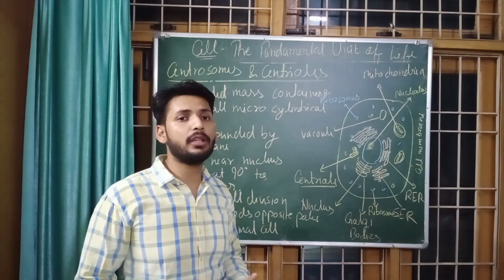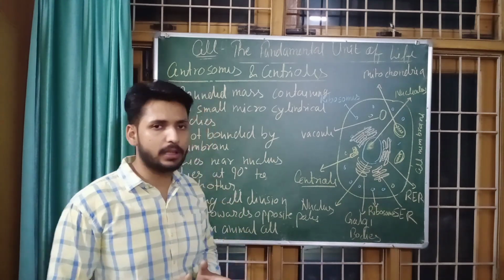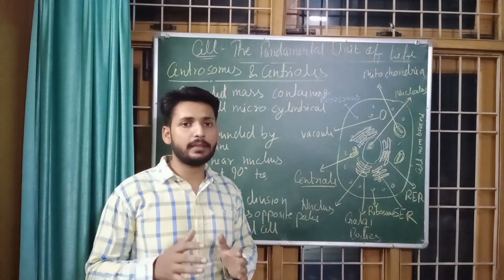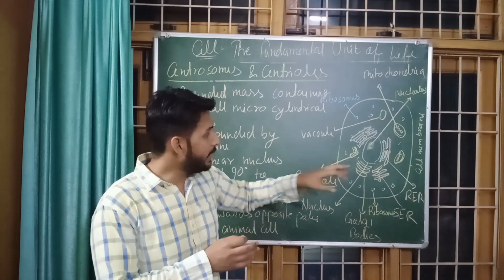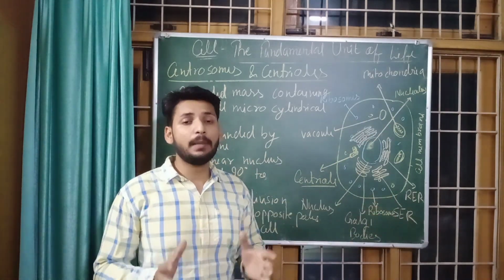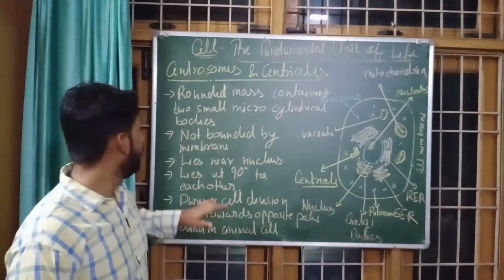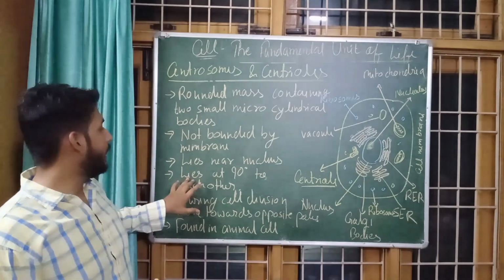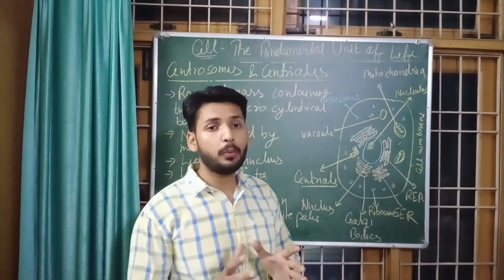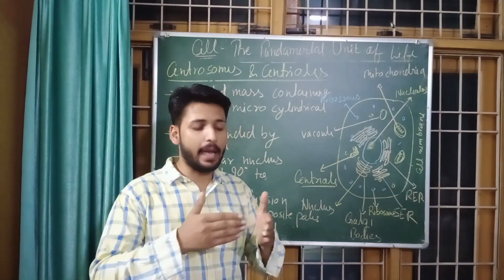Why do they lie near the nucleus? Actually, they help in cell division. During cell division, when the nuclear membrane disappears, they start moving towards the opposite poles and help in cell division. Got it? So they lie near the nucleus. Next, they lie at 90° to each other. They are always present at a 90° angle to each other.